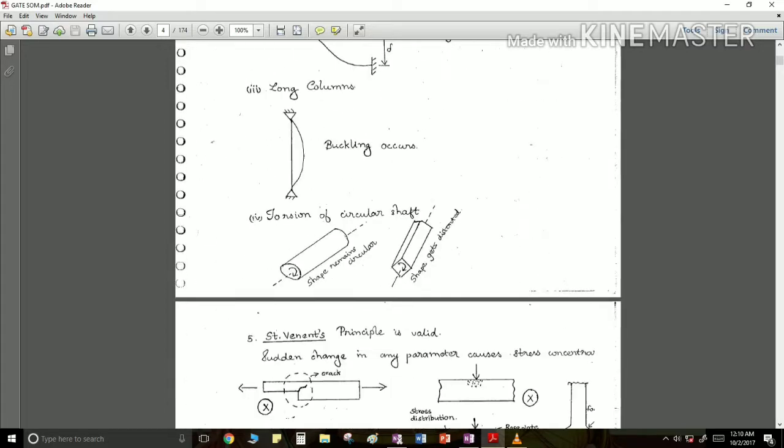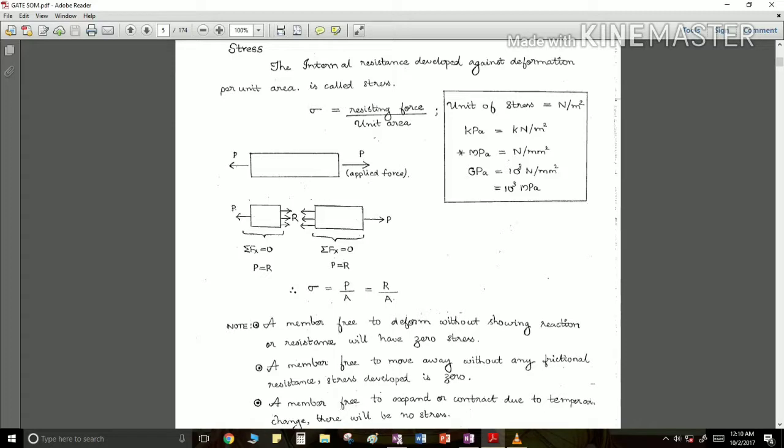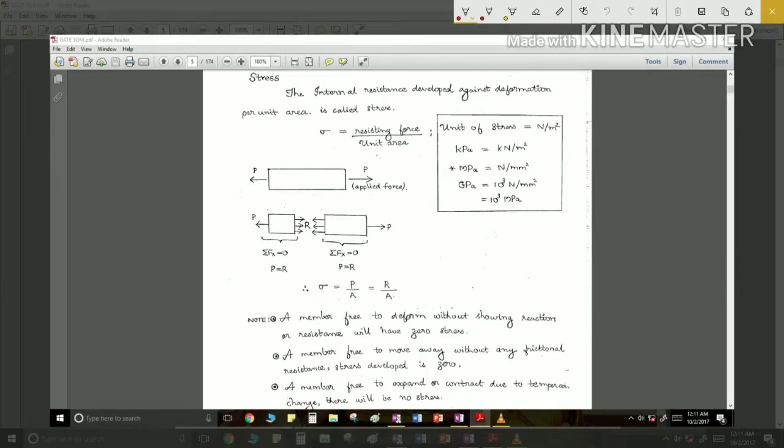So, what is deep beam, sinking of supports, torsion, Saint Venant's principle is valid, stress? Yes, coming to this. So, what is stress? Stress is defined as the internal resistance developed against deformation per unit area is called stress.